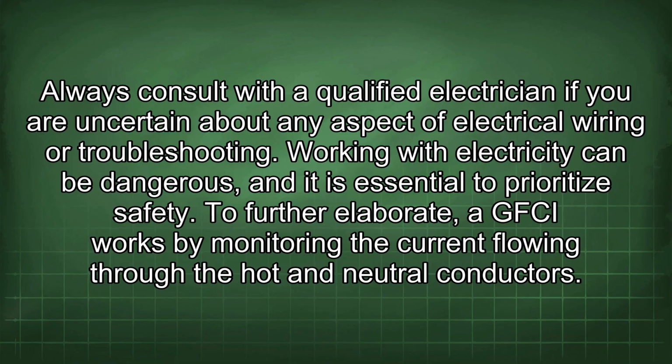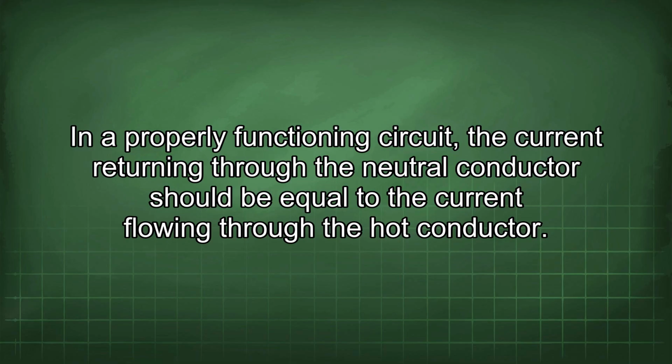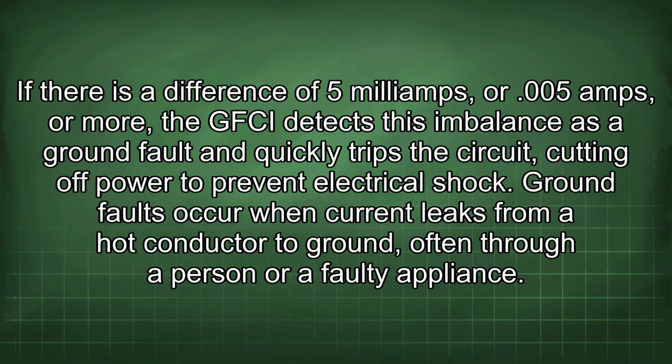To further elaborate, a GFCI works by monitoring the current flowing through the hot and neutral conductors. In a properly functioning circuit, the current returning through the neutral conductor should be equal to the current flowing through the hot conductor. If there is a difference of 5 mA or more, the GFCI detects this imbalance as a ground fault and quickly trips the circuit, cutting off power to prevent electrical shock.